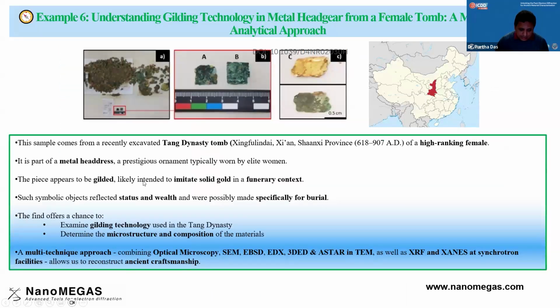So now the last example, which combines several techniques, shows how important it is to combine several techniques to understand a complex problem. These samples are from the Tang dynasty, from excavations in China. It's a Tang dynasty tomb in Jiangxi province.